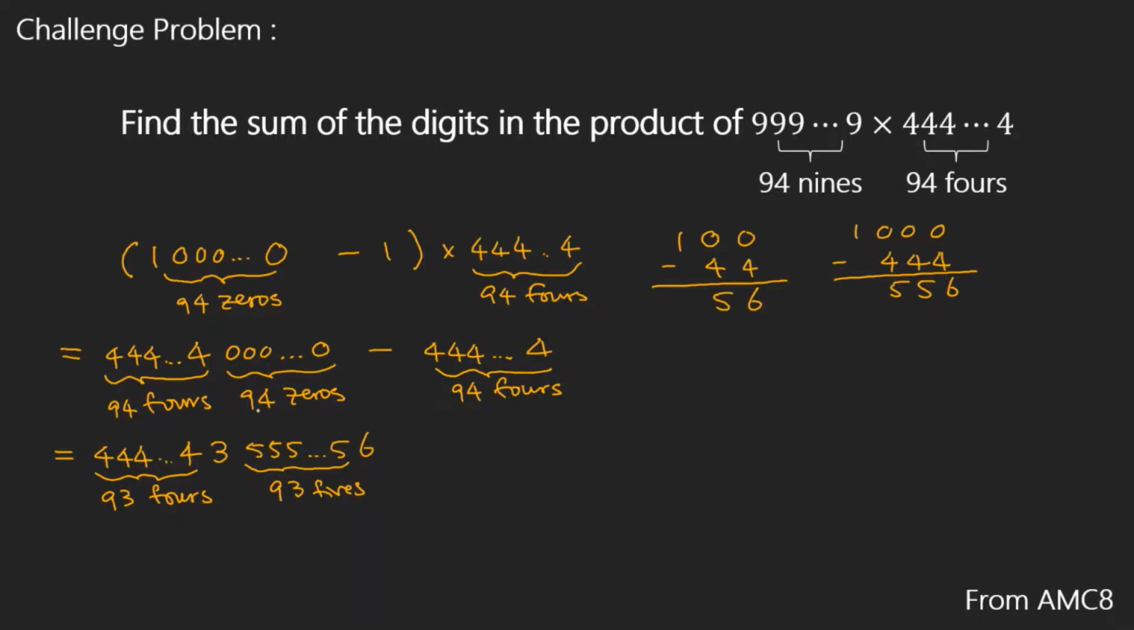Okay, so let's come back here. Now we have 1 followed by 94 zeros minus 94 fours. So that will give us 93 5s and a 6. Okay, so this is the final product.